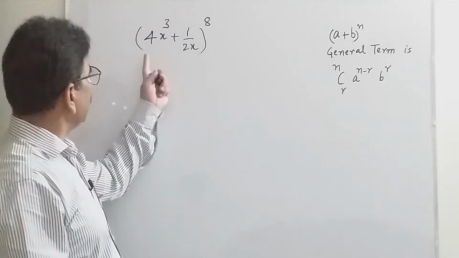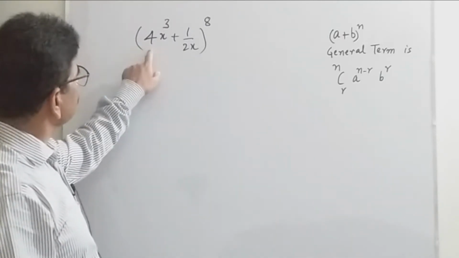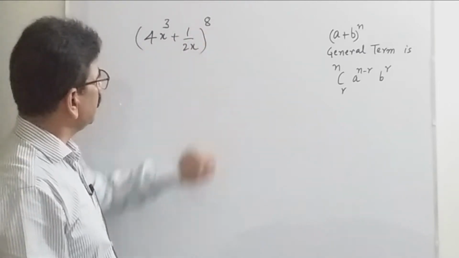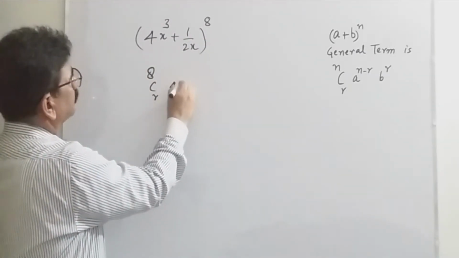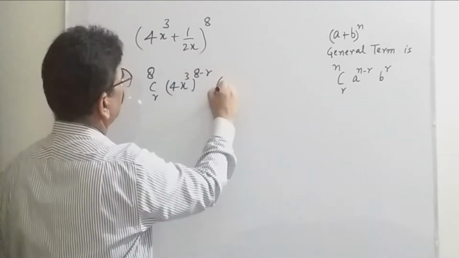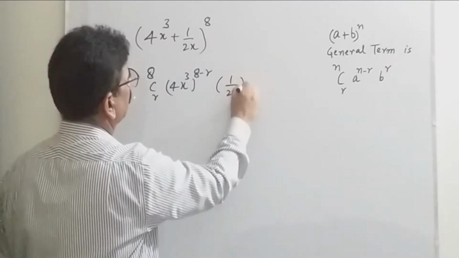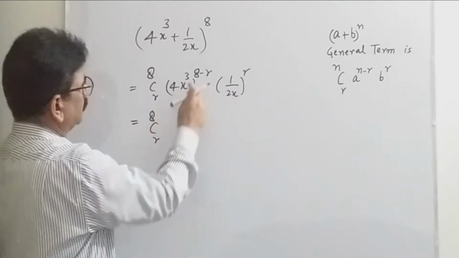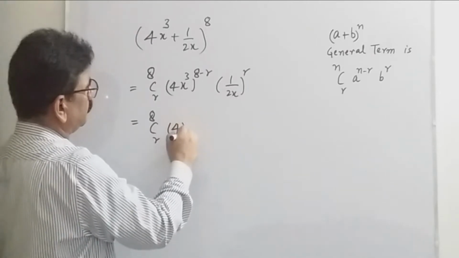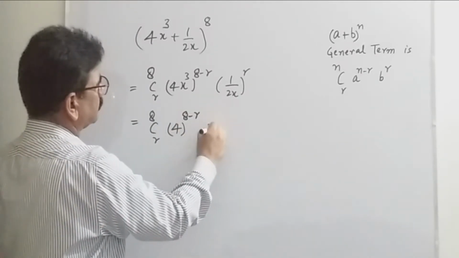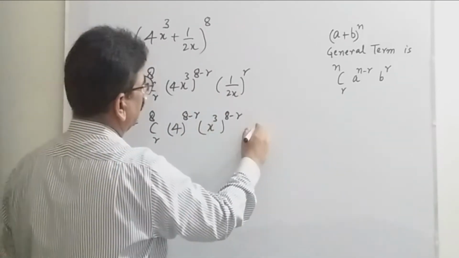Find the term independent of x in the expansion of (4x^3 + 1/(2x))^8. The general term in this expansion will be 8Cr (4x^3)^(8−r) (1/(2x))^r. This 8 − r power will be distributed upon both these numbers. As a result, we will get 4^(8−r) x^(3(8−r)).